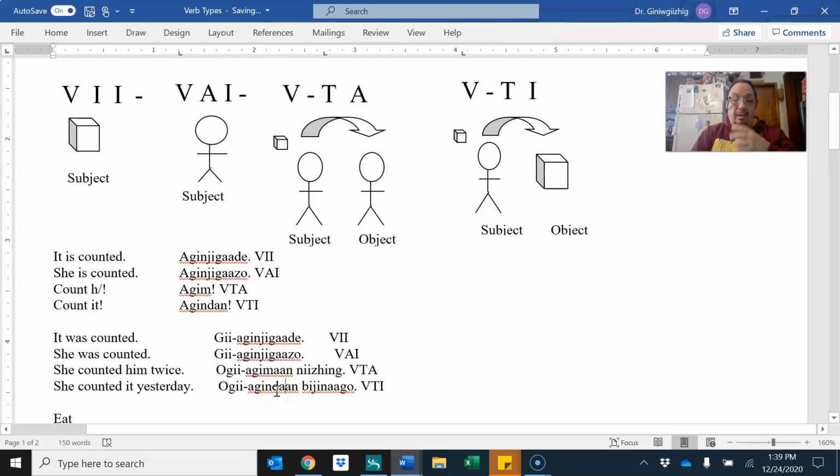So when you're speaking, you need to know, did she count him or did she count it? On this one, she counted him, and on this one, she counted it. That's why you've got to know the difference between these four verb types, so you know which one to use and how to use them correctly.